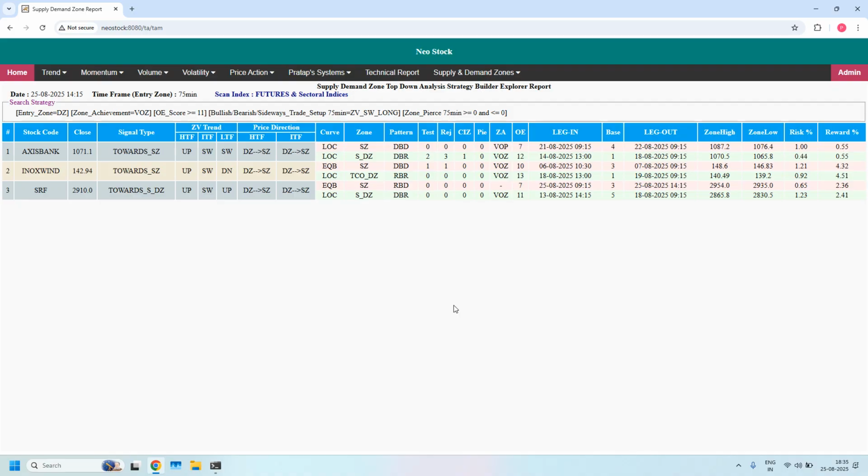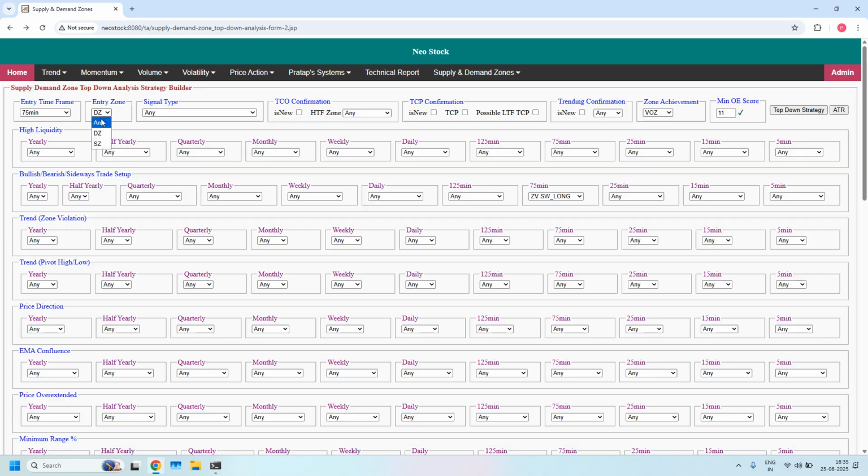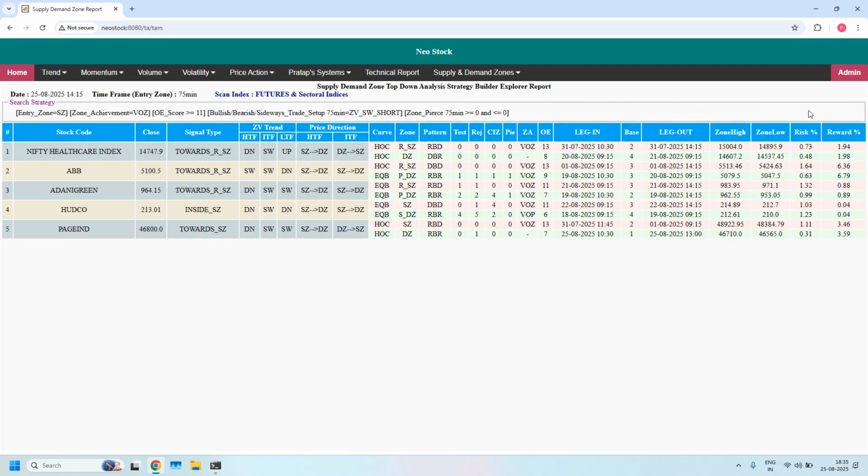Okay, next sideways short trade setup for weekly income trade. Entry time frame zone is 75 minutes supply zone. Here sideways short trade setup. Let's filter. We got 5 stocks. Sideways short trade setup for weekly income trade, and entry time frame zones are 75 minutes supply zones.